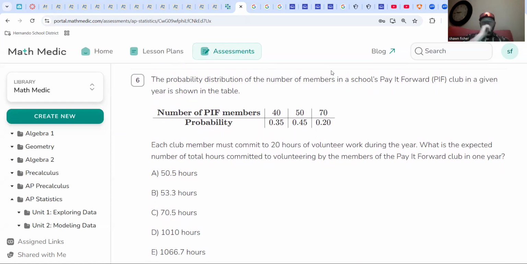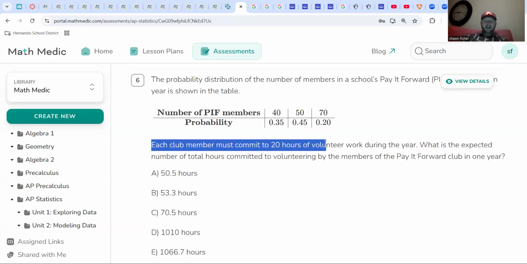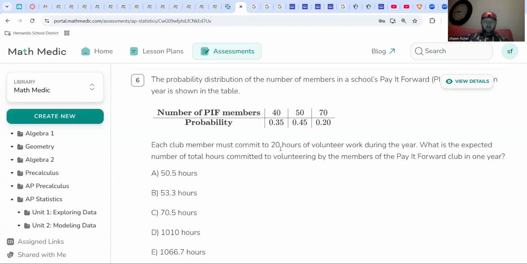Probability distribution, number of members in a school's Pay It Forward club in a given year shown on the table. We could get the mean, we could get the standard deviation, no big deal. Expected value, throw it in our calculator, no big deal. However, each club member must get 20 hours. So if this represents 40 members, well, if one has to get 20, how much do 40 have to give? Wouldn't we multiply 40 times 20? Wouldn't that be 800? 50 times 20, get an answer. 70 times 20, get an answer. The probability of me selecting will not change in that scenario, just their hours.